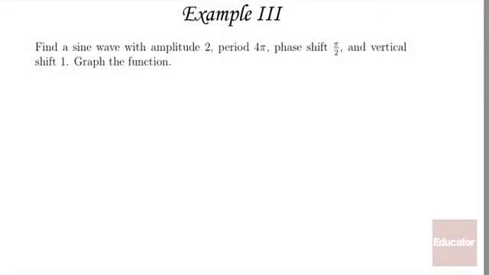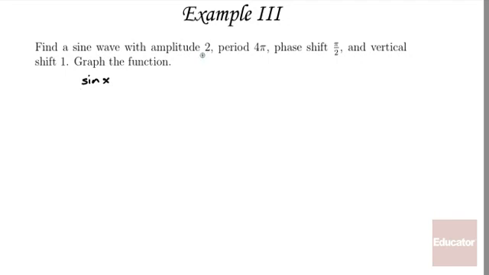So this one's a little bit different. We're asked to find a sine wave, and this time we're told what all the properties are. We're given the amplitude, the period, the phase shift, and the vertical shift. So we want to find an equation, and we want to graph the function. I'm going to build these up the same way we were building the earlier graphs. I'm going to start with a basic sine x. So that's my basic sine wave.